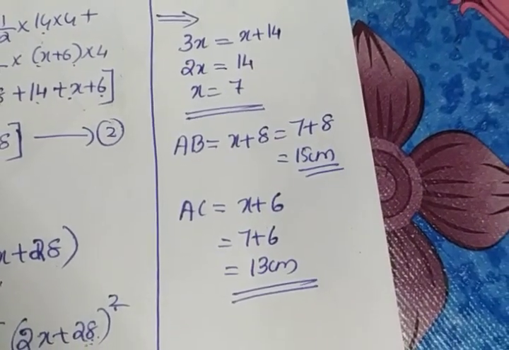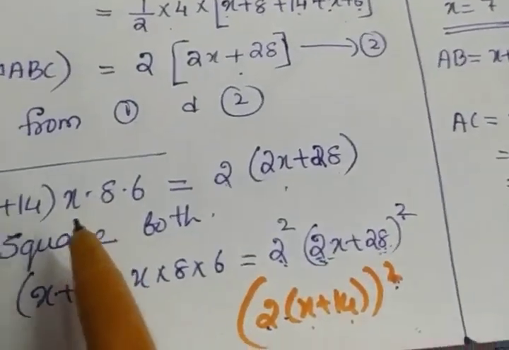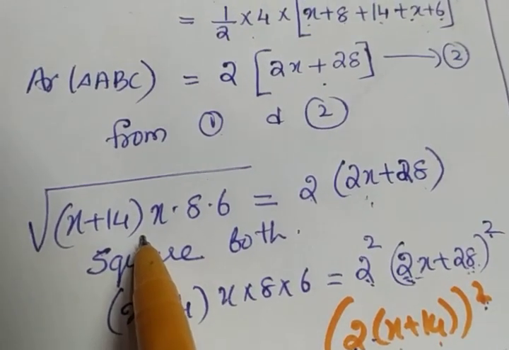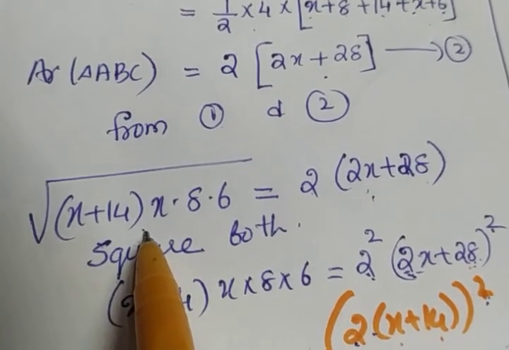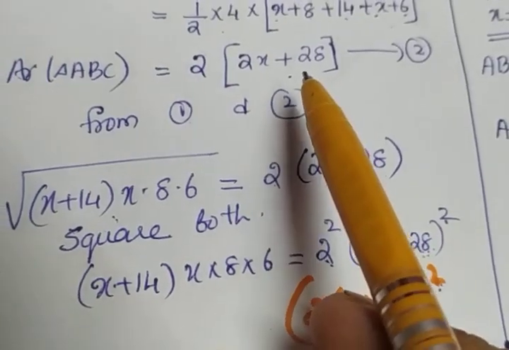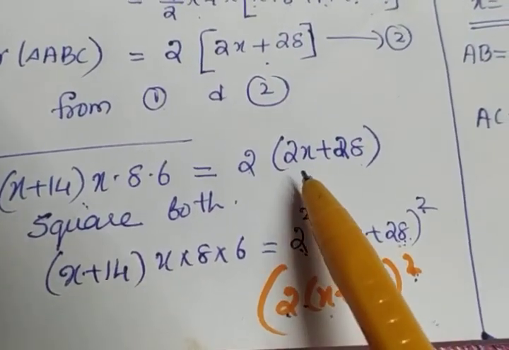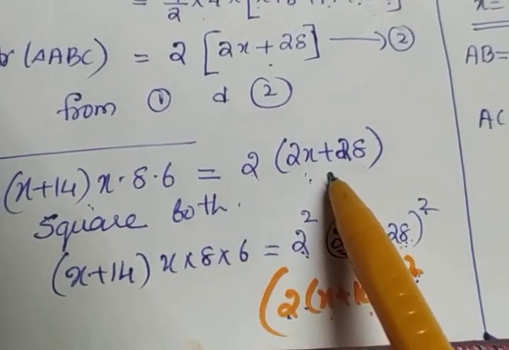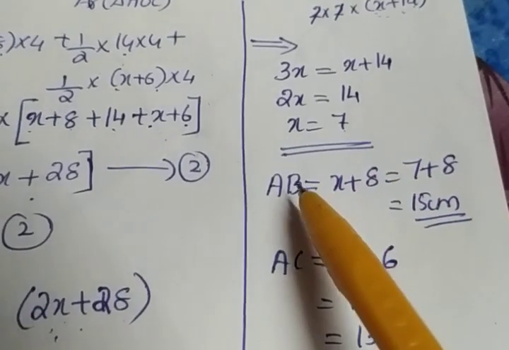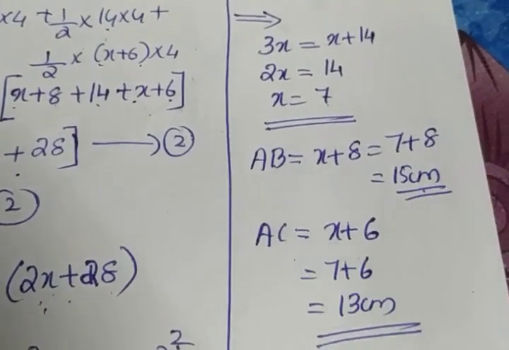What we did is we applied the area of the triangle in two ways and we equated both the values. For the first equation, we got the area of the triangle inside the square root by applying Heron's formula. And in the second part, we got the area of the triangle when we split the triangle into 3 and summed it up. When we equate them, we get the value of x as 7, and we get the sides AB as 15 centimeters and AC as 13 centimeters.